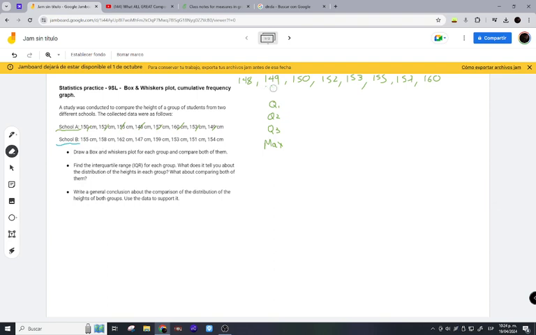Remember guys, if there are repeated values, you should write them as many times as they appear. So what's the minimum? In this case, it's 148 centimeters. What's the maximum? 160 centimeters. And for the quartiles, Q1, Q2, and Q3, we should start with Q2, which is also the median.